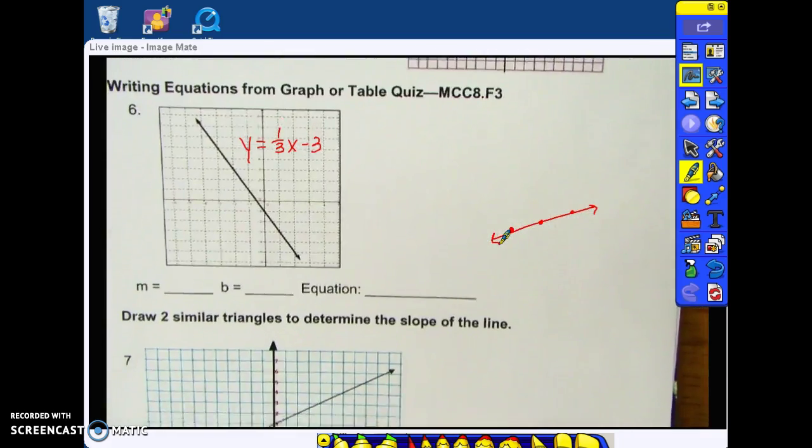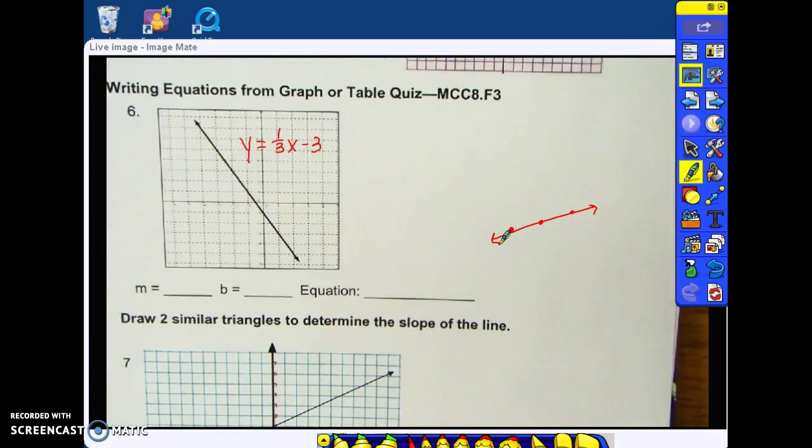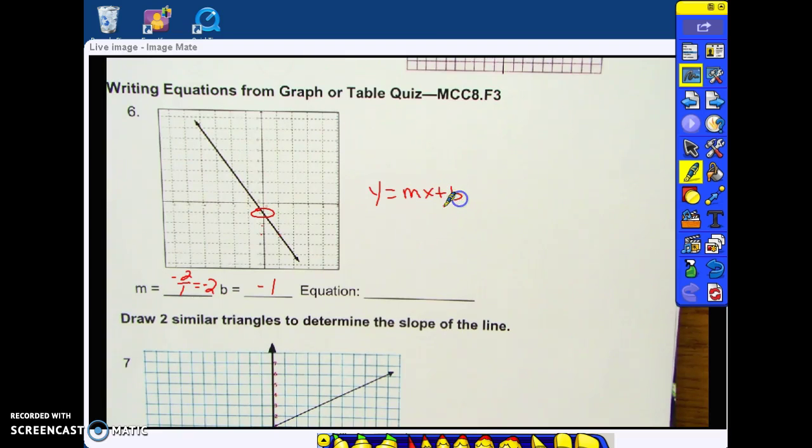Alright, writing equations from a graph or table. If I have this equation, first thing I look for is my y-intercept. That is at negative 1. My slope, I find 2 crosshairs. I'm going to go down 2 to the right 1, which simplifies to negative 2. So now I just plug these into y equals mx plus b. Where I see the m, I put my slope. Where I see the b, I put my y-intercept. Y equals negative 2x minus 1.